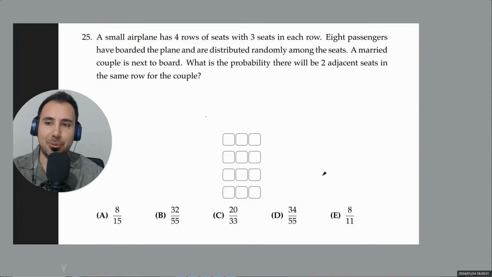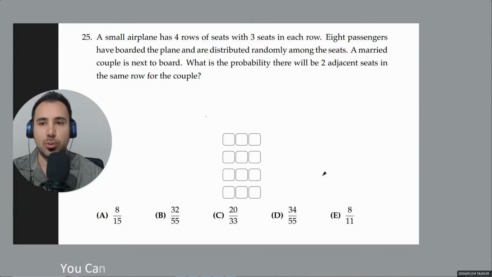Okay, now let's read the question. A small airplane has 4 rows of seats with 3 seats in each row. 8 passengers have boarded the plane and are distributed randomly among the seats. A married couple is next to board. What is the probability that there will be 2 adjacent seats in the same row for the couple? Okay.